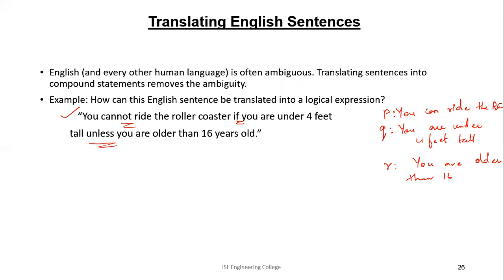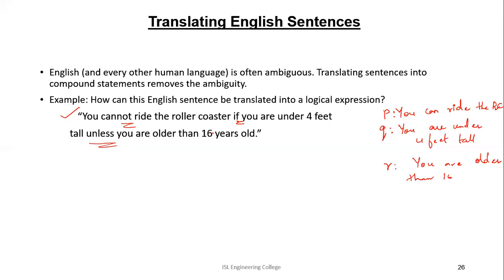Okay, now for the last statement, that is, you are older than 16, the simple way to understand the statement is that if you are not older than 16 years old, then you cannot ride it. So you cannot ride the roller coaster if you are not older than 16.